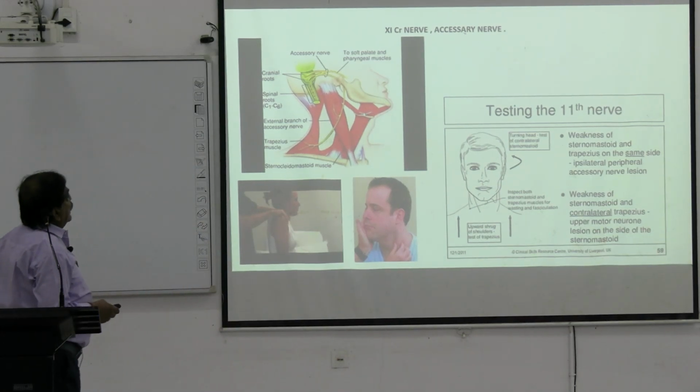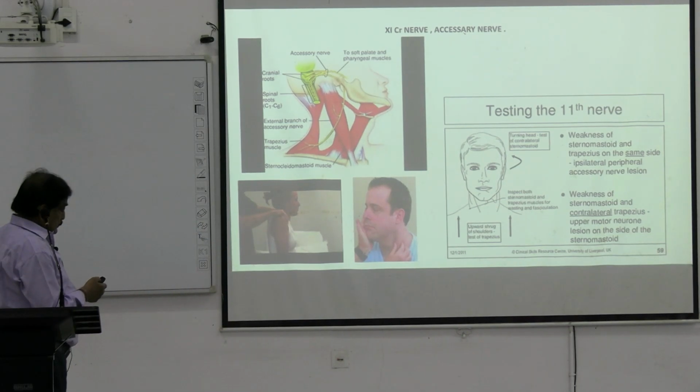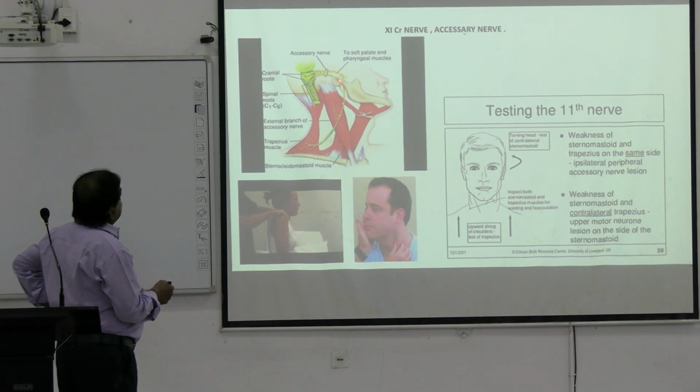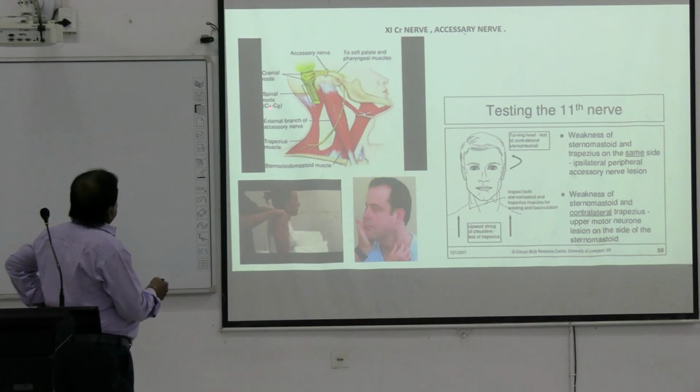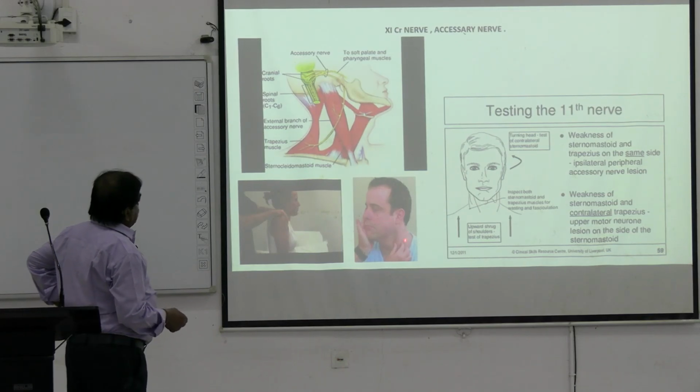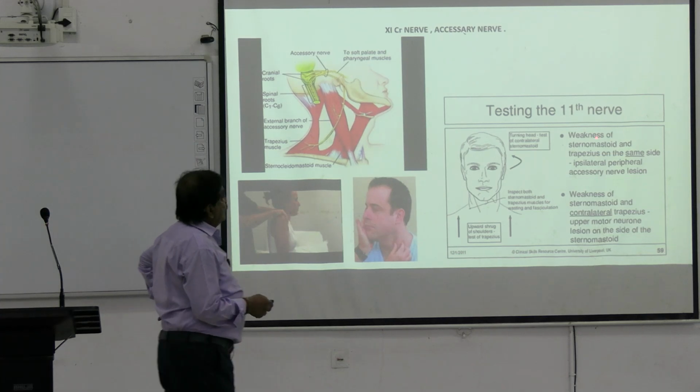Eleventh cranial nerve, the accessory nerve. Now you can see the accessory nerve to the soft palate and pharyngeal muscles. The trapezius muscle goes here. Spinal root C1 to C6, the external branch of the accessory nerve. You can see the sternocleidomastoid. Testing the 11th nerve.